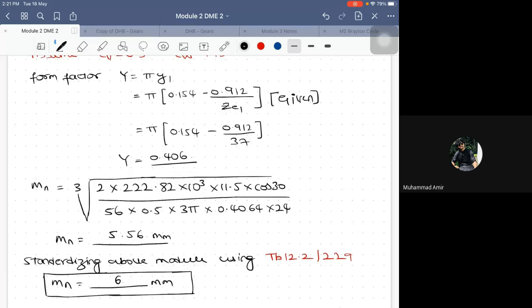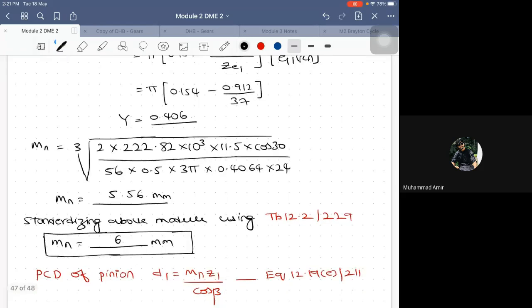As soon as you get that module, the first thing you have to do is, in this particular problem, the diameter is not given. So go for equation number 12.19 C, on page number 211. There it is mentioned that D is equal to M into Z divided by cos beta. That formula you can find there. Pick that particular equation.